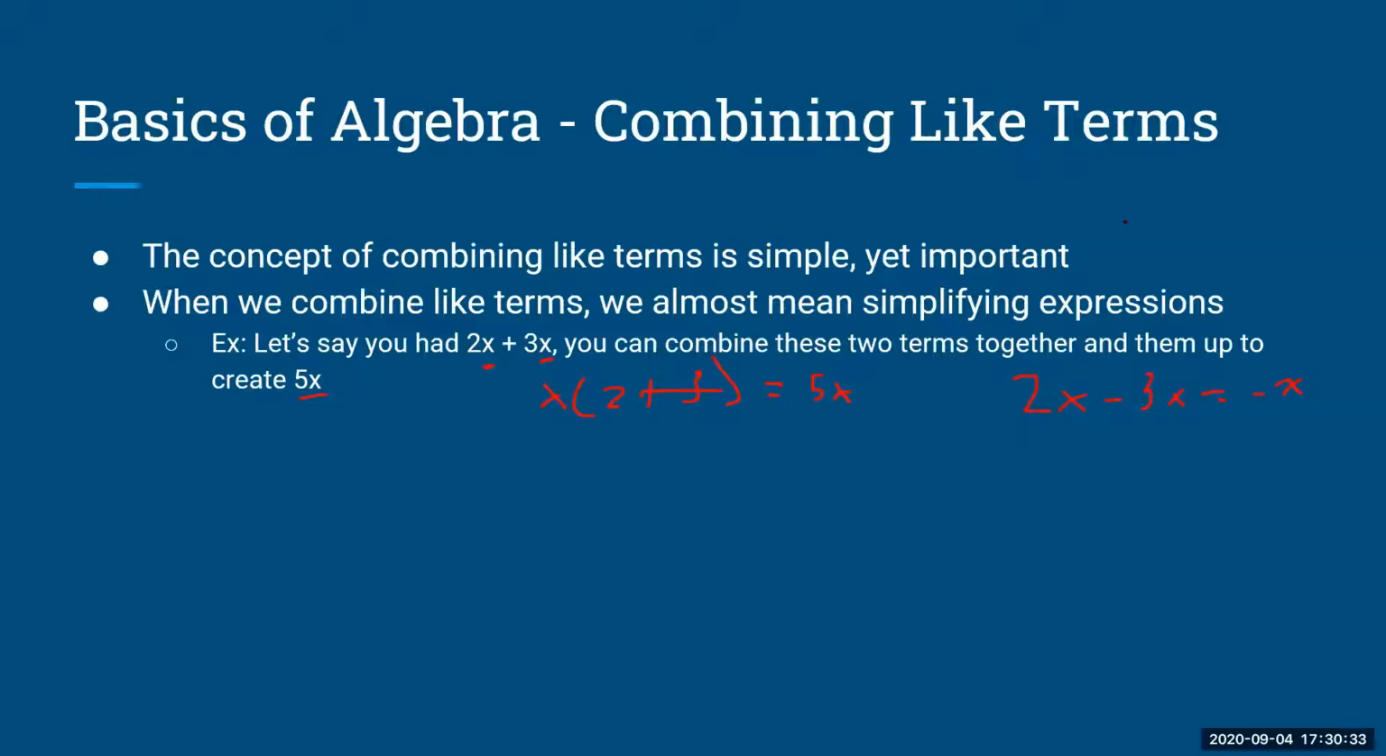Now keep in mind, you cannot do 2x squared plus 3x. You can't combine these two. These two are not combinable because you have an x squared versus an x. That's not combinable. Keep that in mind.